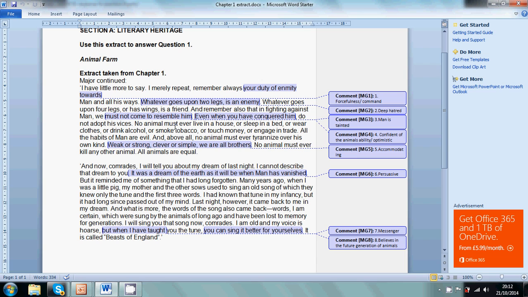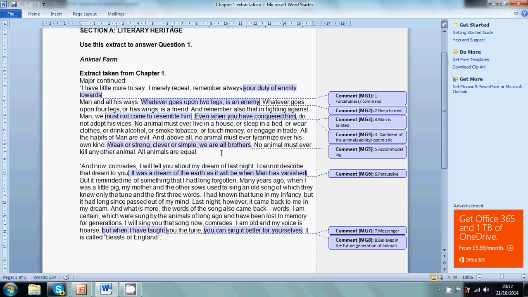No animal must ever live in a house, or sleep in a bed, or wear clothes, or drink alcohol. All the habits of man are evil, and above all, no animal must ever tyrannize over their own kind. Weak or strong, clever or simple, we are all brothers. And I've said that shows accommodating. No animal must ever kill any other animal. All animals are equal. So you can see already in that first paragraph, I've picked out 5 key ideas.